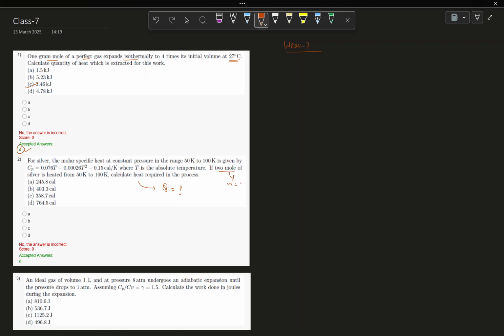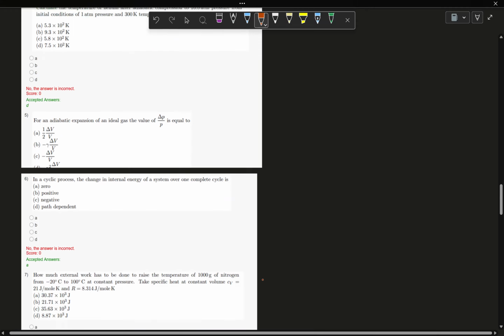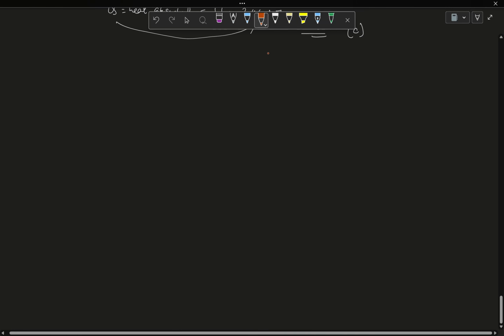So here n equal to 2 moles of silver, from an initial temperature of T1 equal to 50 Kelvin to a final temperature of T2 equal to 100 Kelvin. So it is heated up from T1 to T2, and in this process you have to know what the heat absorbed for this heating up is. The other information you have in this question is the molar specific heat at constant pressure, Cp, so at constant pressure this is the specific heat per mole. So let us go back and solve this.